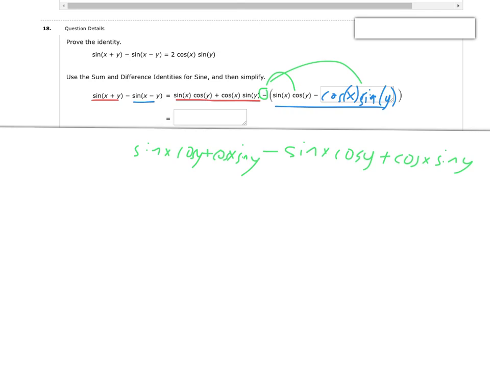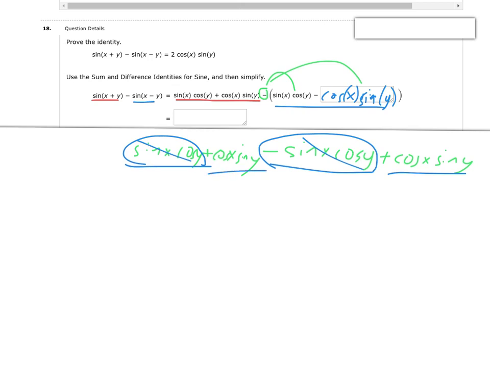All right, and so now I'm going to combine like terms. It looks like sine x cosine y, I have one of each, positive and negative, so those are going to cancel. And then cosine x sine y, they are actually both positive. So that means I have, and actually this is my final answer, 2 cosine x sine y.